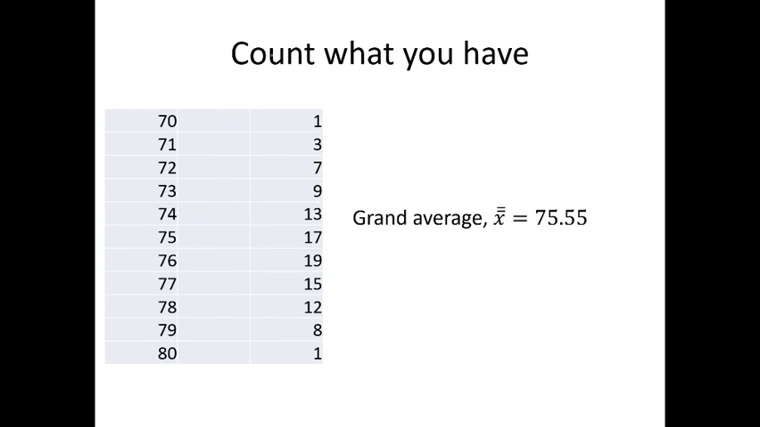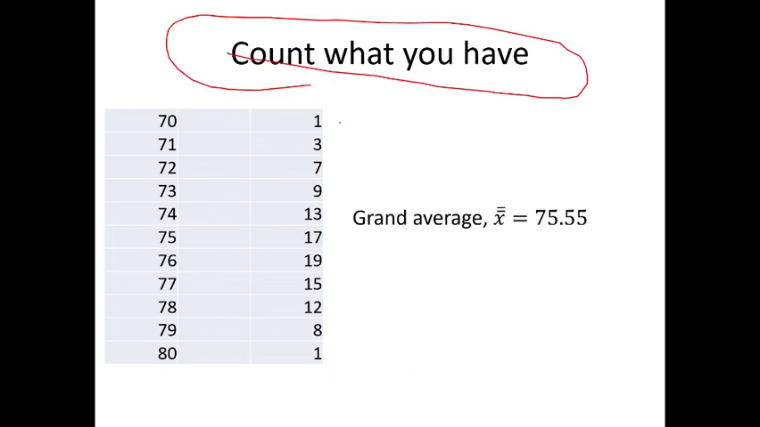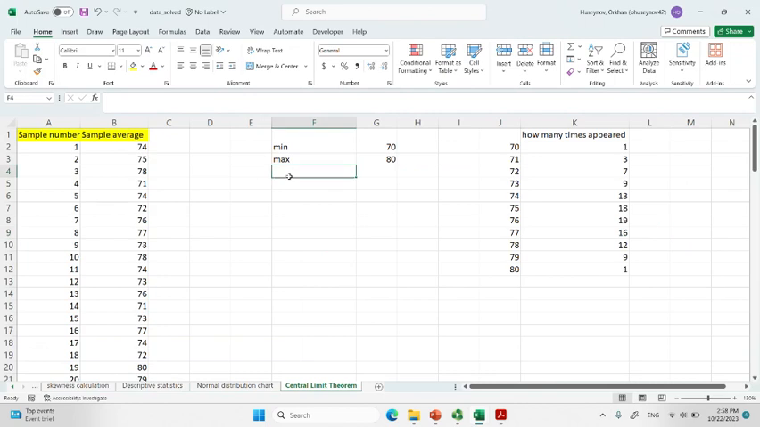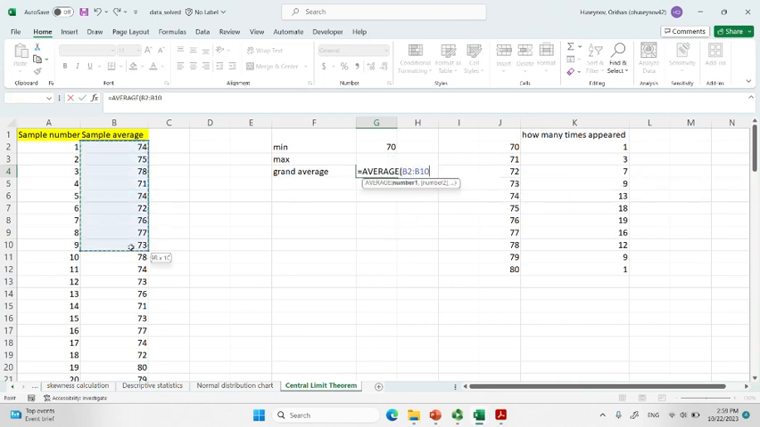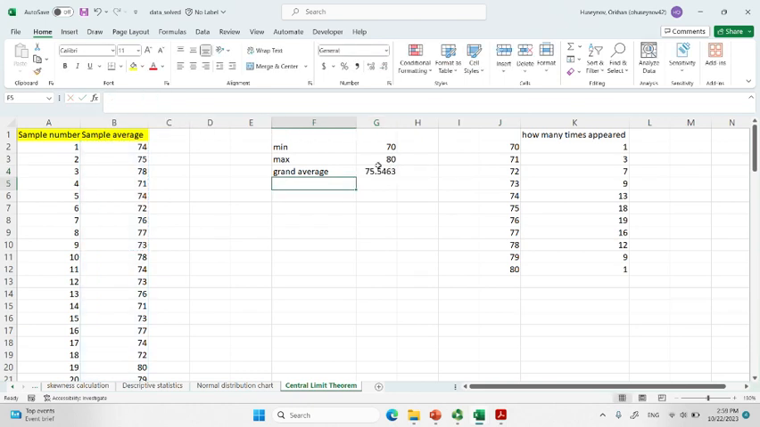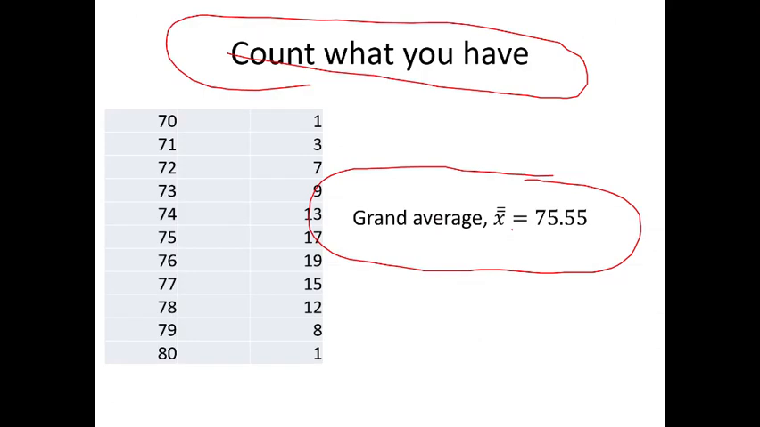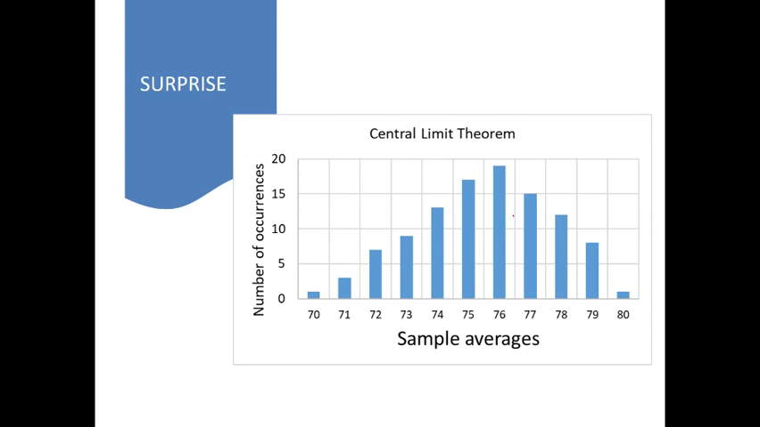So then I count what I have, and then I will calculate the grand average. Let me just add it here. The grand average is just the average of the averages. So I will select the average of the averages in the range B2 to B109. You can see this is the grand average. So I will just put a rounded value here. And then I will plot it.